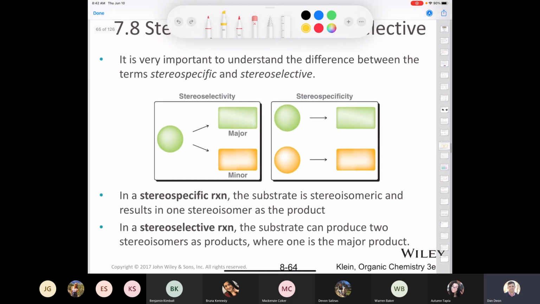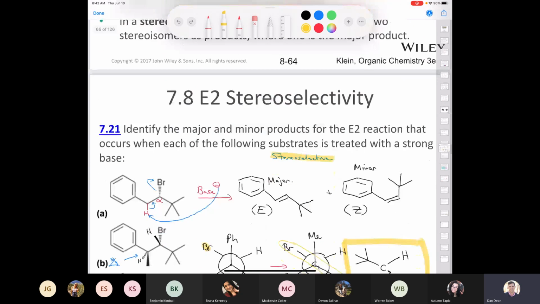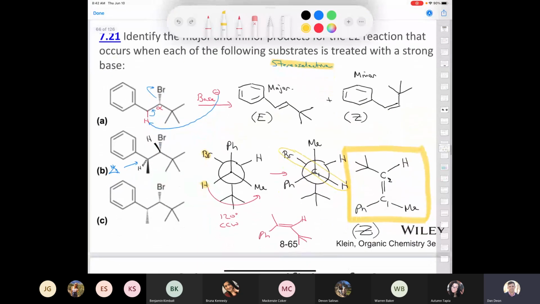And in a stereospecific reaction, that results when we have both carbons as being chiral. You can see how this is not a chiral carbon, and so this is a stereoselective reaction, whereas here we have a chiral carbon here and a chiral carbon here, and so this reaction is stereospecific. All right, so we only get one product here.